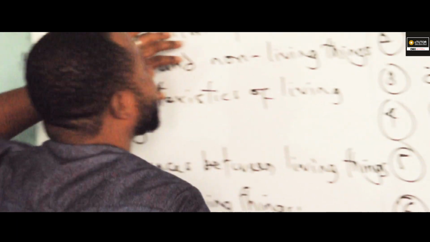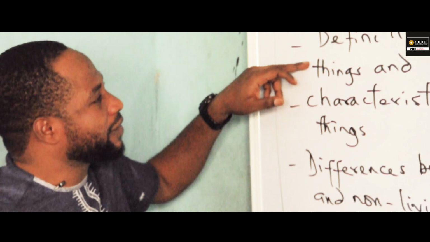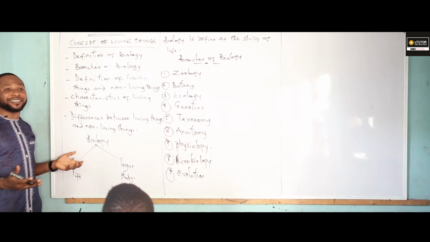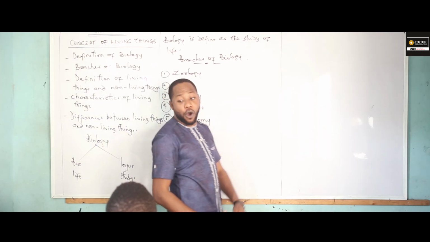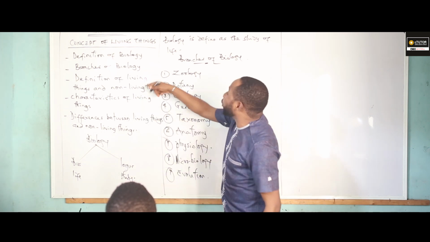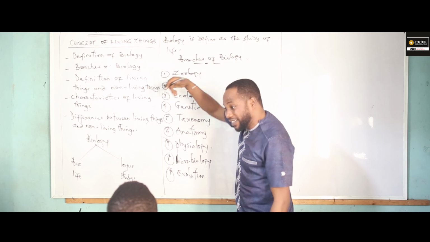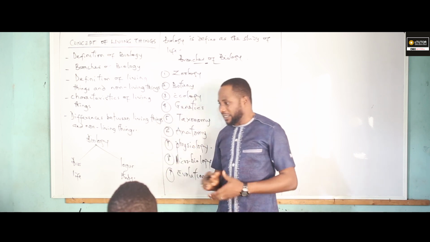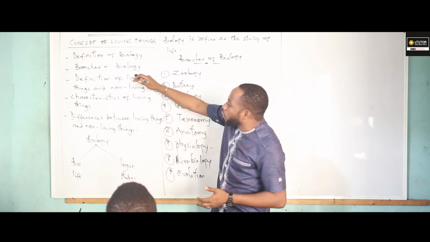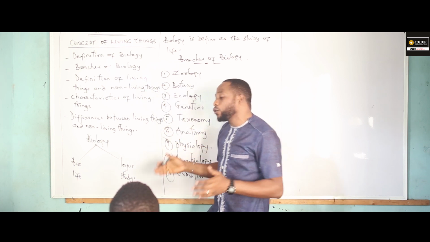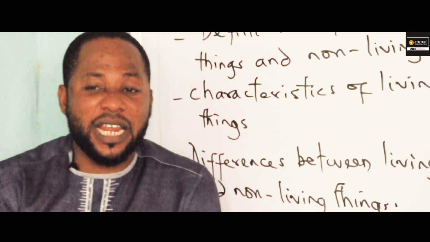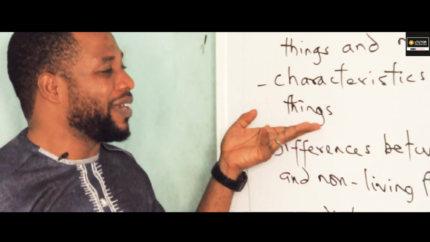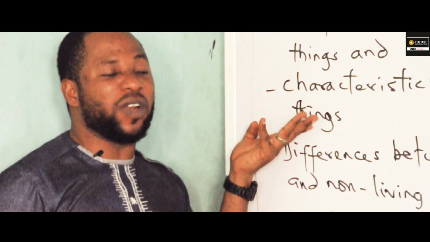So our next subtopic is the definition of living things and non-living things. Living things are things that have life. That's the reason why I said biology can also be defined as the study of living things. Non-living things are the opposite of living things. They are things that do not have life. What differentiates living things from non-living things is a set of characteristics. We call it the characteristics of living things.